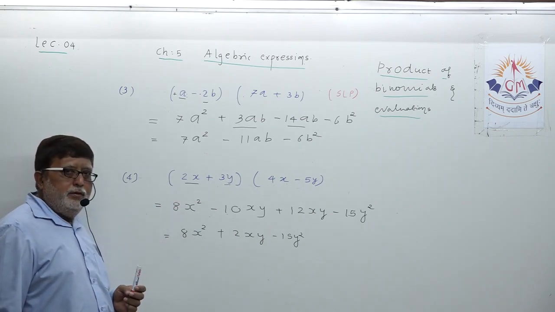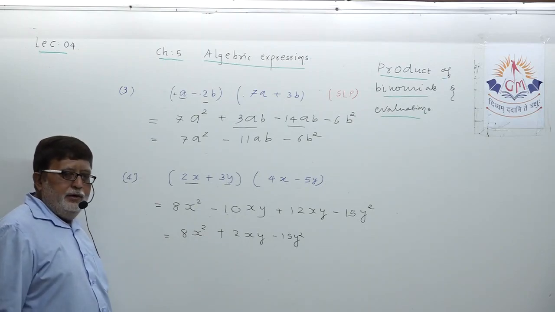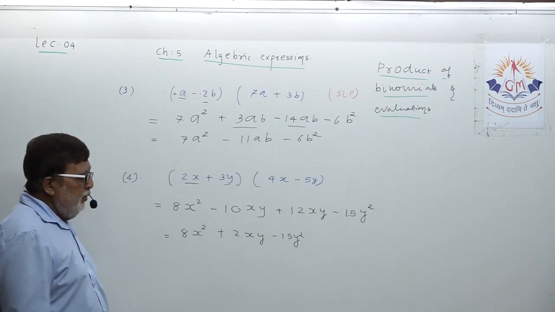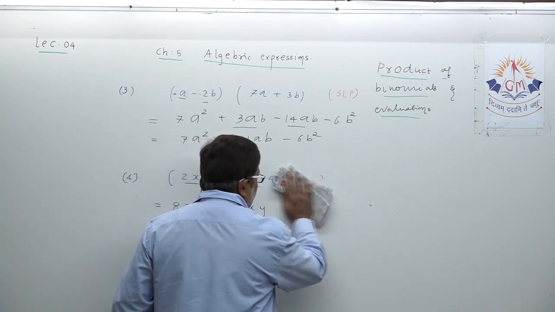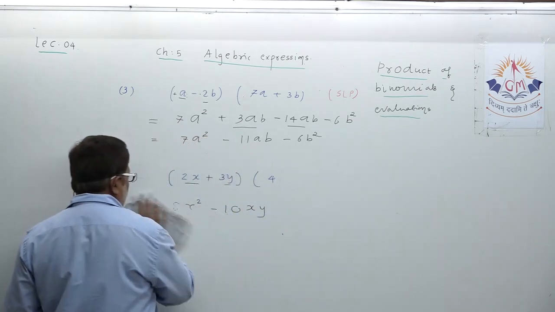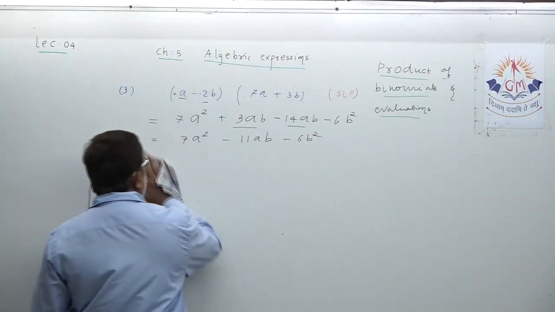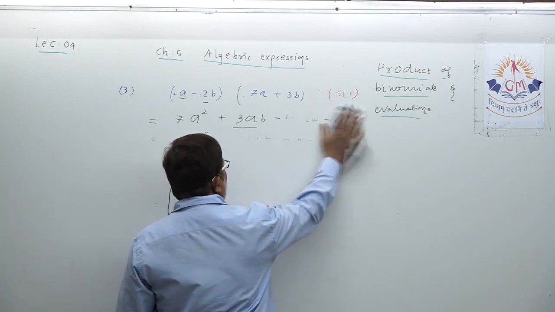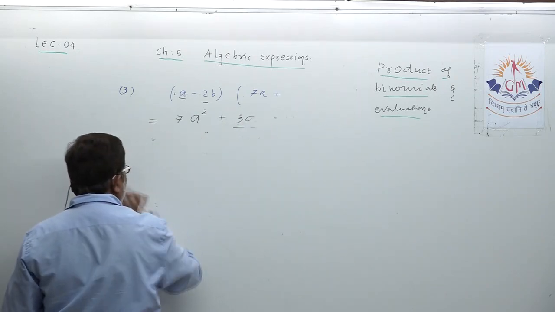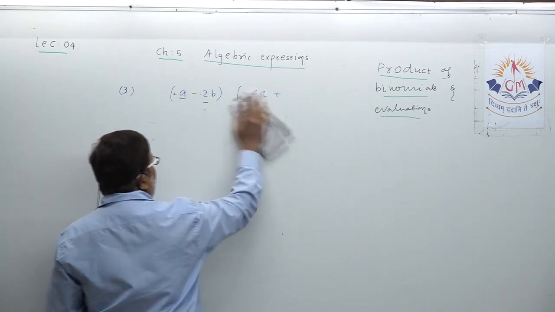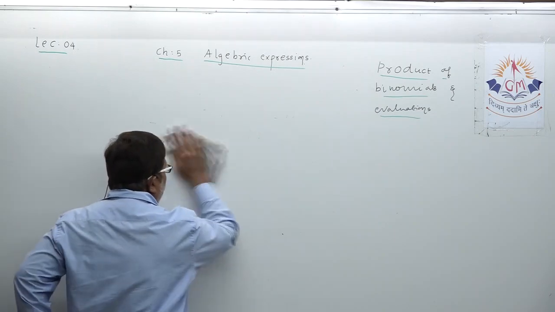Just make your concept very clear when you multiply two binomials. Concept clarity has to be a must, okay? That is very important. Not only concept clarity, but at the same time no sign mistake or mistake of addition or subtraction should occur. That way you have to be very conscious, okay?